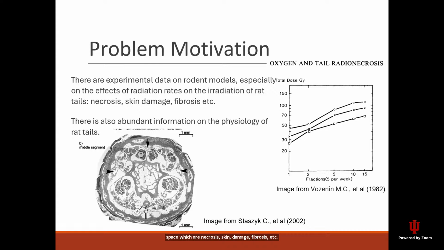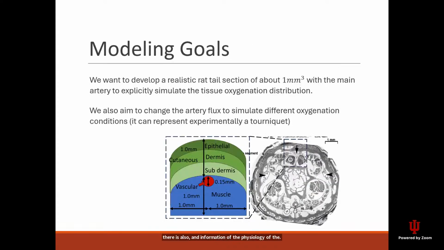And there is also abundant information on the physiology of rat tails. So the idea is to develop a realistic section, about a millimeter cube of the rat tail, with the main artery explicitly simulated to generate the oxygen distribution. The objective of this model is also to change the artery flux to simulate different oxygenation conditions. In the experiment, it's done with a tourniquet, so maybe changing the oxygen flux.